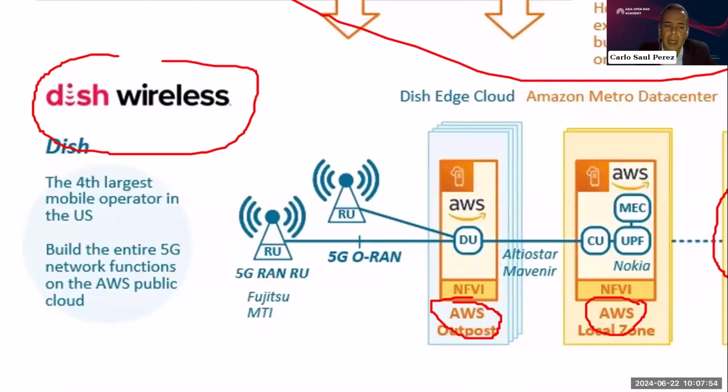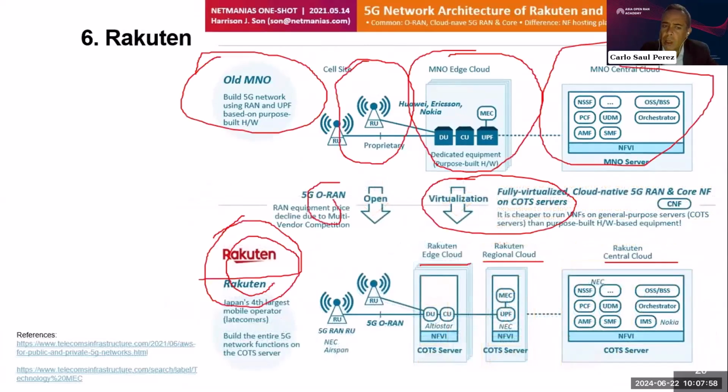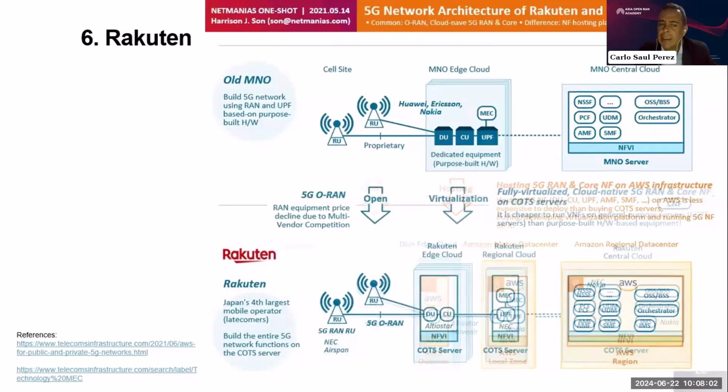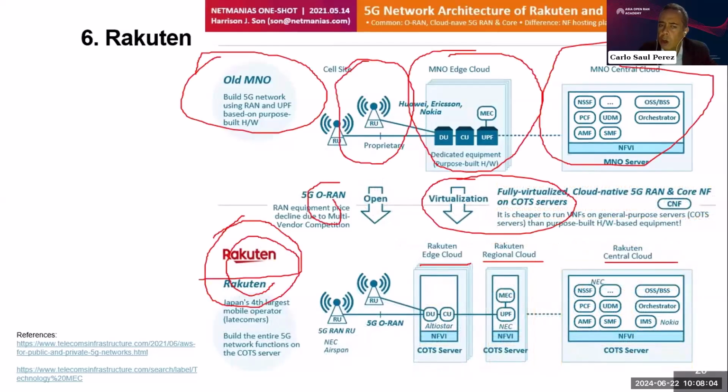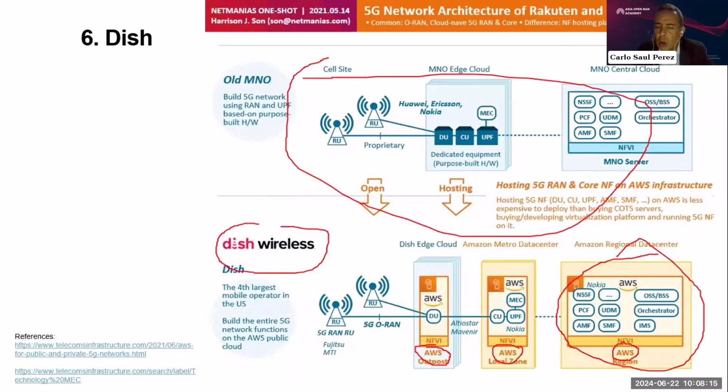I mean, the most interesting thing about these two slides, the previous one with Rakuten and this one, is that with Rakuten, you deployed all of this 5G core and 5G RAN in a private cloud. And here you deploy that on a public cloud.